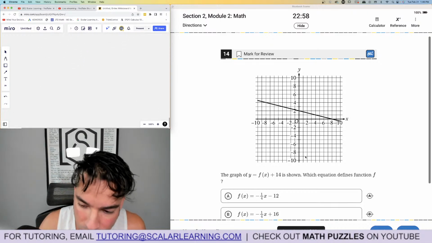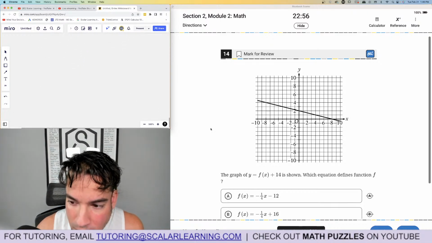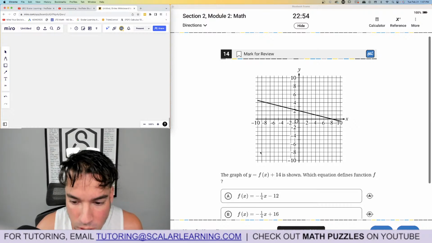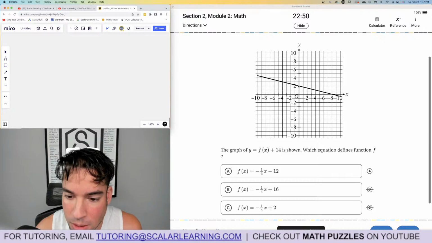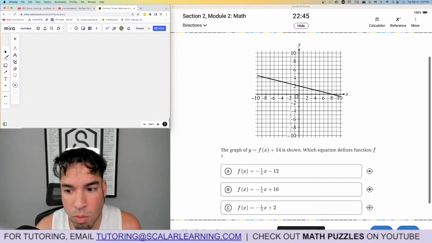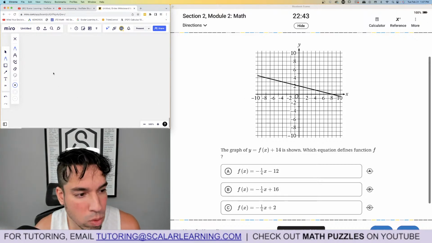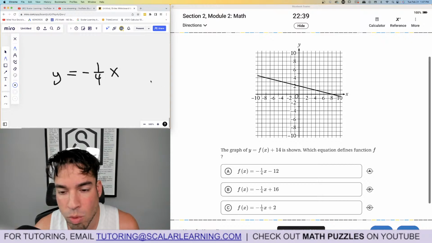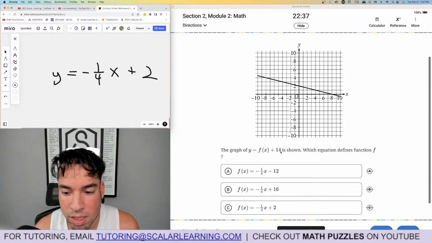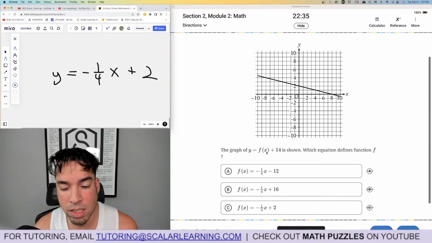Okay. The graph of f(x) is shown. Which equation defines f? So this is f. Literally, this is f of x plus 14, so this is after it's shifted up by 14. Let's see here. The slope is going down 1/4, so y equals negative 1/4 x, and this one is plus 2. But this is f of x plus 14.